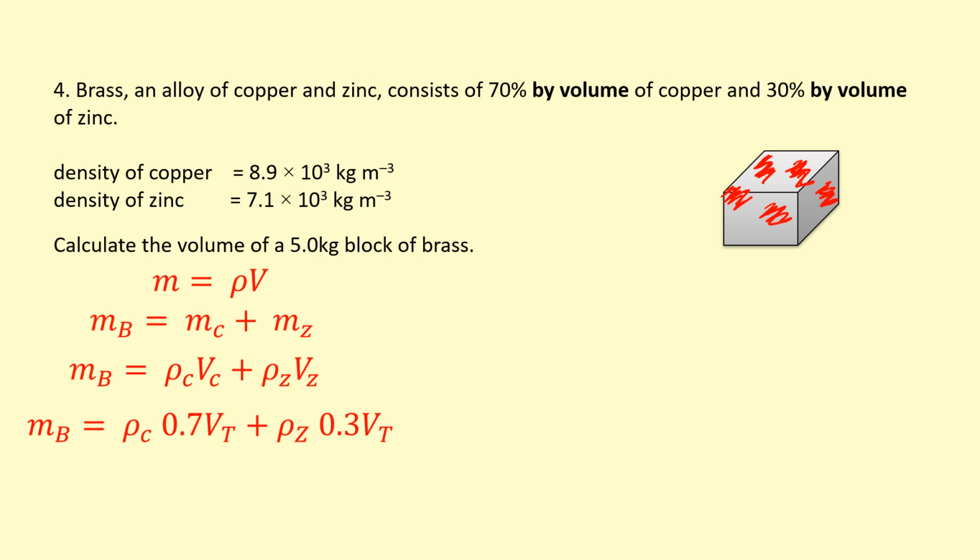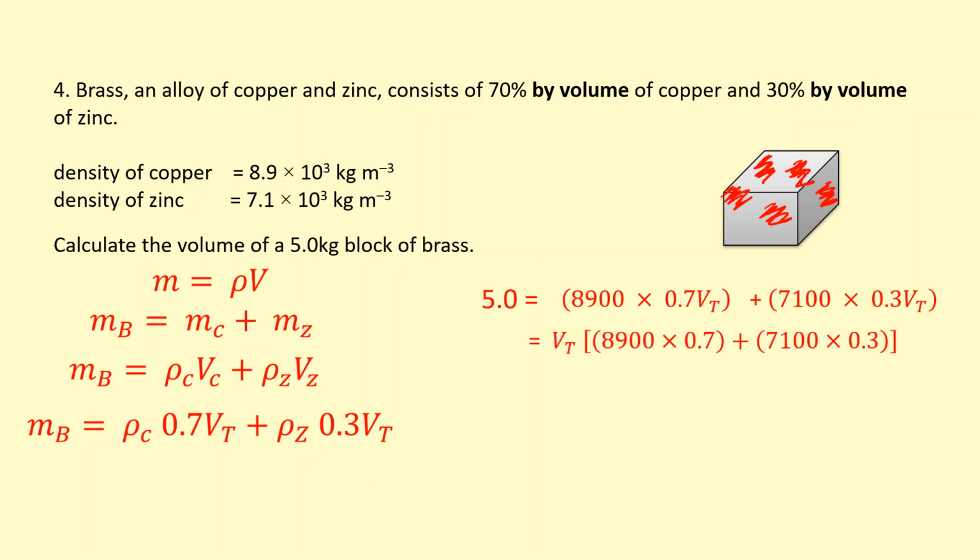So I can write 0.7 times the total volume, which is Vt here, and 0.3 times the total volume for the zinc. Okay, so now I can put the numbers in. 5 kilograms is the total mass of the brass that we're looking for. Then we've got the density of copper times 0.7, so 70% of the total volume, and adding on the mass of the zinc here, which is the density of the zinc times 30% of the total volume. I'm going to take the total volume out of this expression. So it's a common factor, so I've taken it out.